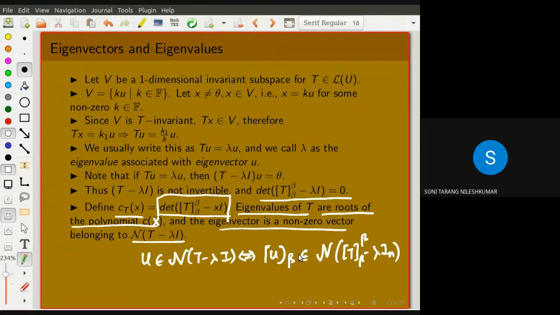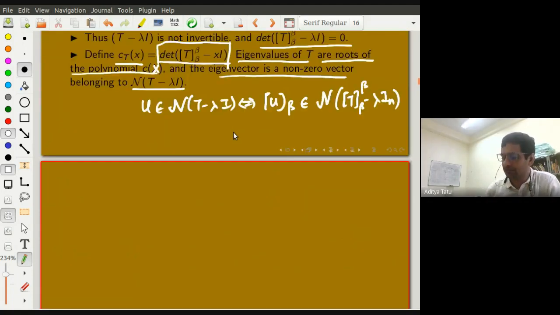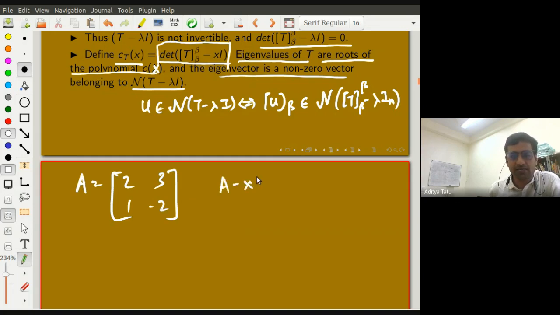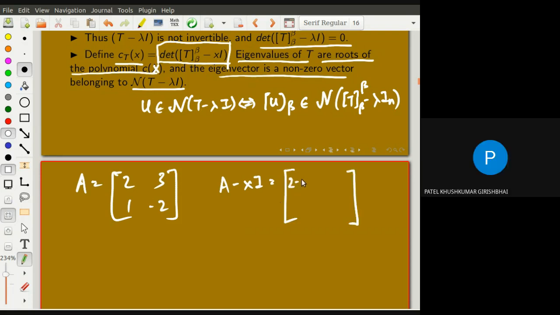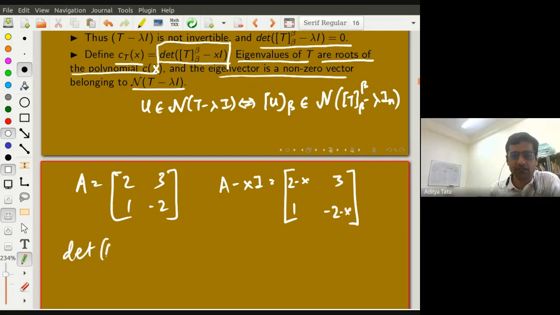Questions here? So how is the degree of this polynomial n? Okay, maybe I can give you examples. Would that be okay? Yes, sir. So let's say I have a 2 by 2 matrix, just randomly, 1, minus 2. What would be A minus xI? What matrix would this be? 2 minus x, 3, 1, minus 2 minus x. Determinant of A minus xI.